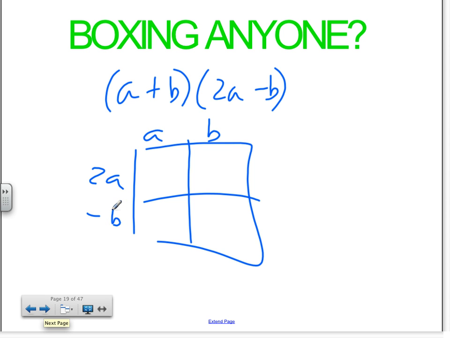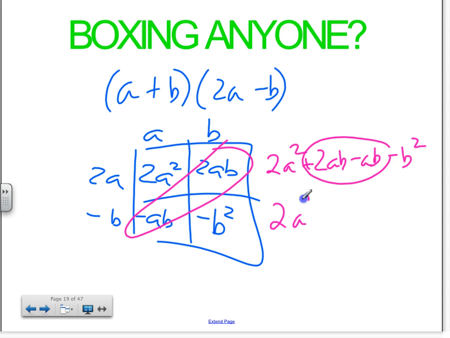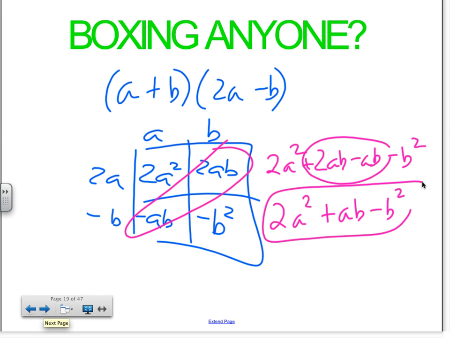Okay, so let's multiply. What do you have? 2A squared, 2AB, minus AB, and minus B squared. Do we see like terms? Yes, right here. So we can certainly put them all together. Write it out first if you want. 2A squared plus 2AB minus AB minus B squared. These are like terms, so if you simplify that, you simply have 1AB left. This is how we used to do it, right? The box. So technically it's the same kind of deal.